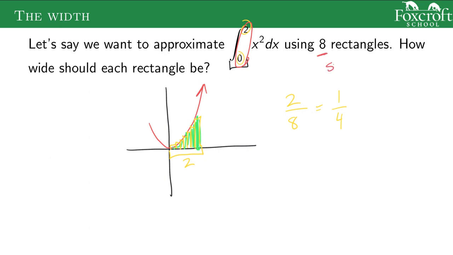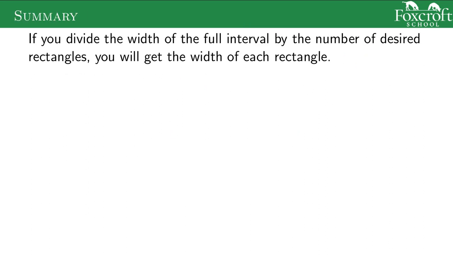Sometimes these are called subintervals, because we have a big interval, 0 to 2, and our subintervals are the little broken up parts to make our rectangles. If you divide the width of the full interval by the number of rectangles, you get the width of each rectangle. Simple as that: our full width broken up into how many rectangles we want.